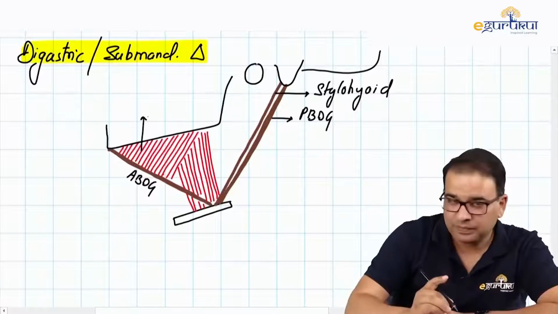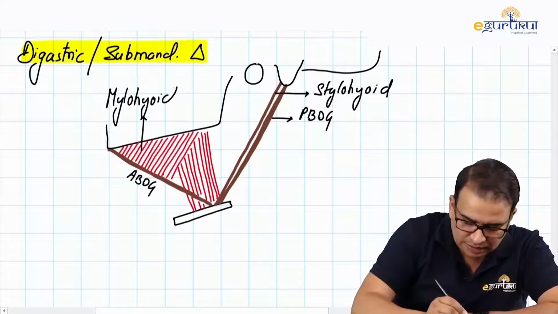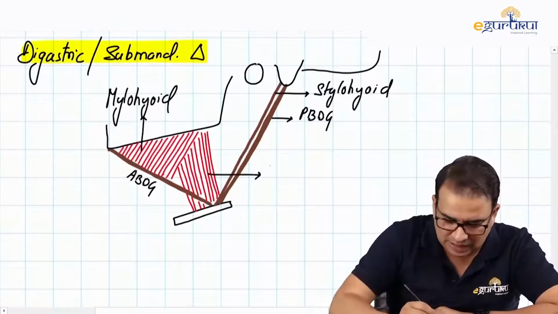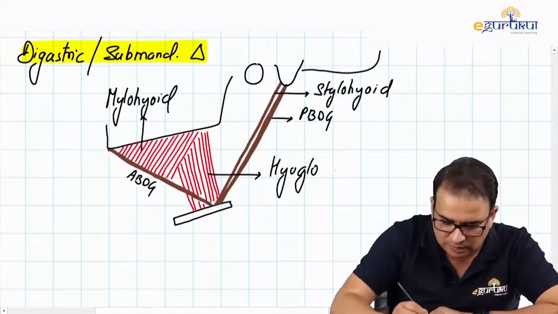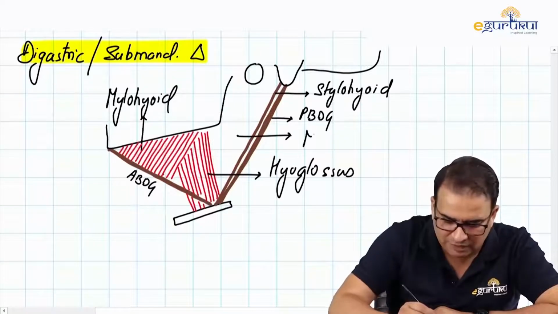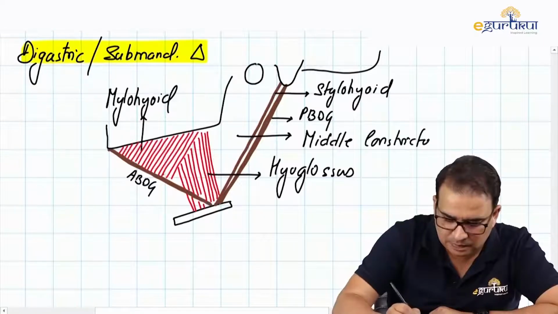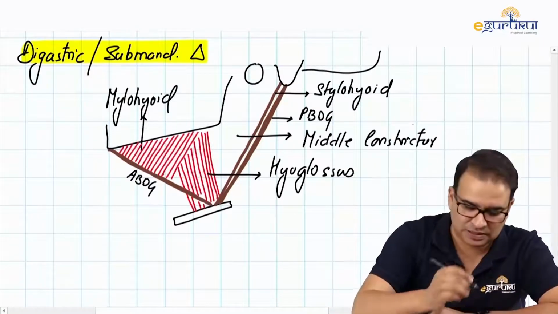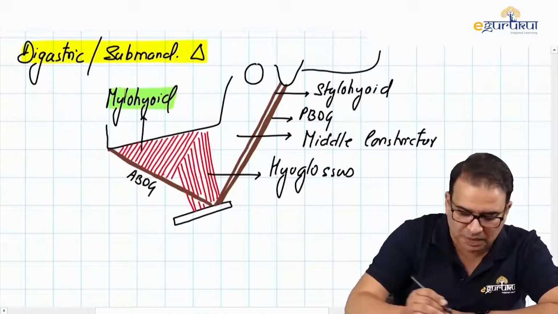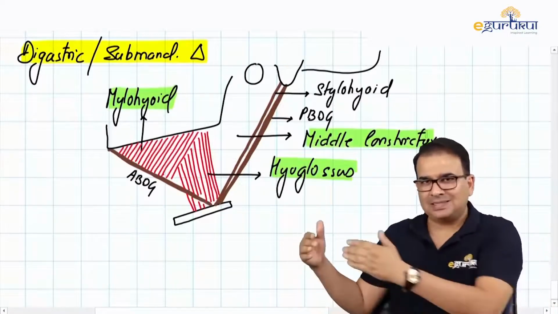So in the floor, one is the mylohyoid muscle, which is placed superficially. In the floor, but superficial, there is mylohyoid. This muscle here is what? That is the hyoglossus, the most important. And more posteriorly, in this part, we will have the middle constrictor muscle. So if I have to say the three main muscles forming the floor: mylohyoid, hyoglossus, and middle constrictor. And that's the way they're arranged.